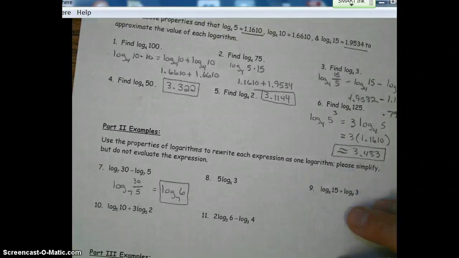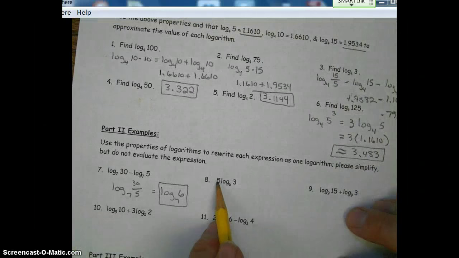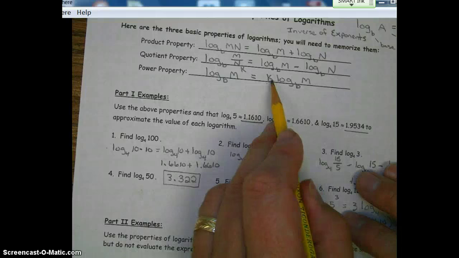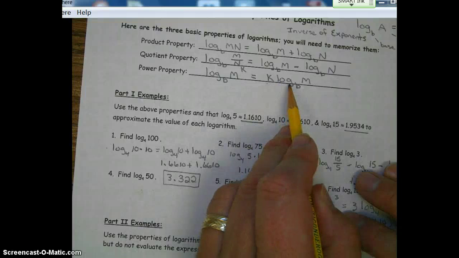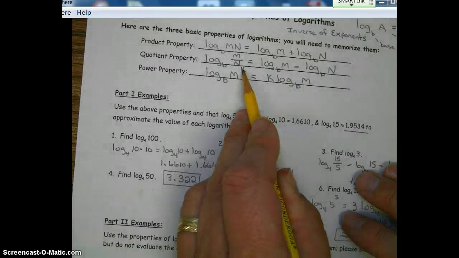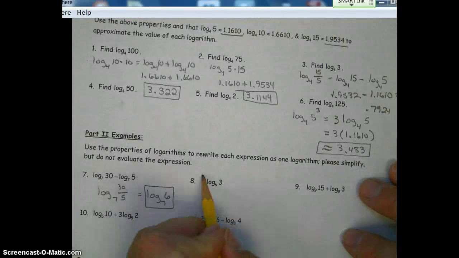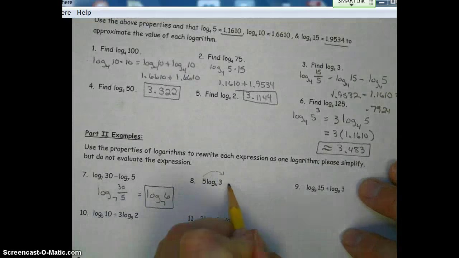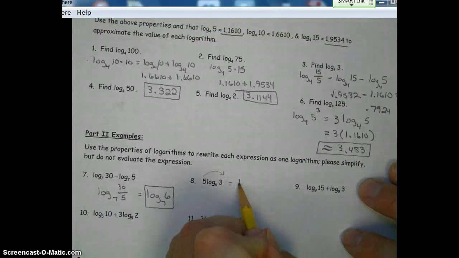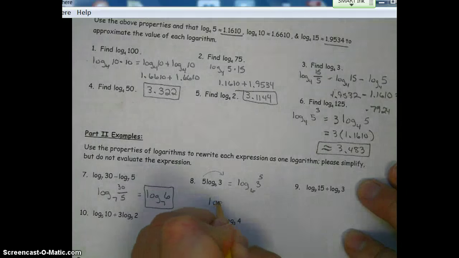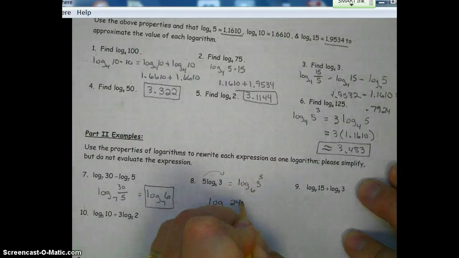Okay, number 8. Here we have a constant times a logarithm. Going up to our properties, notice what happens. Where does the constant go? It goes on top of the argument. So this constant is going to go up on top. So we'll get log base 6 of 3 to the 5th power. 3 to the 5th power is 243. So log base 6 of 243.